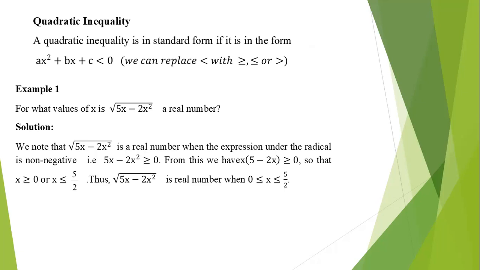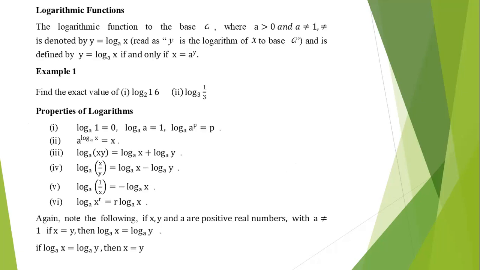or 5x minus 2x squared is greater than or equal to 0. That is the first thing. Then you start solving. Then at the end of the day, you get this. That's just how to apply the law of inequality that we did the other time.